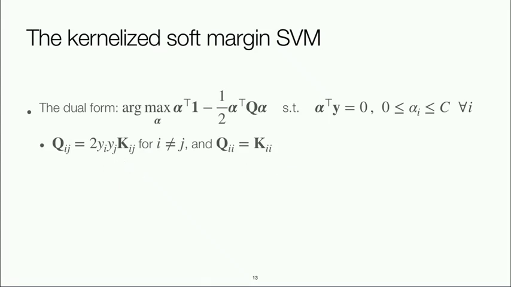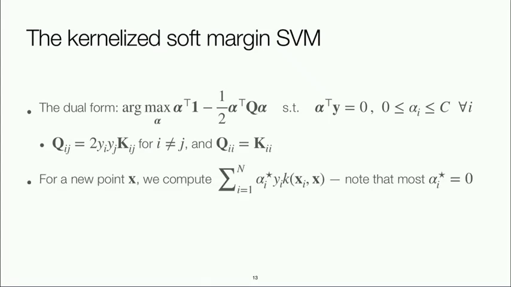So that's what happens when we do kernelization of the SVM during training. And then for a new point, what we're going to be computing is something very similar to what we had before. What we had before was xi transpose x. But now, when I want phi of xi transpose phi of x, I replace that with a call to my kernel function k. So it's going to be k of xi and x, okay?